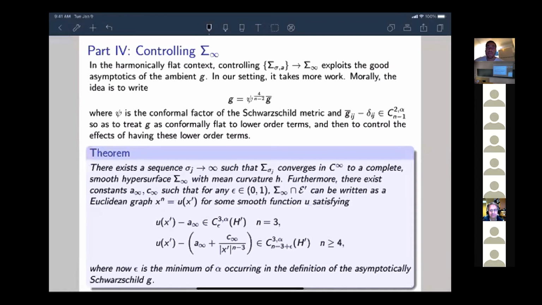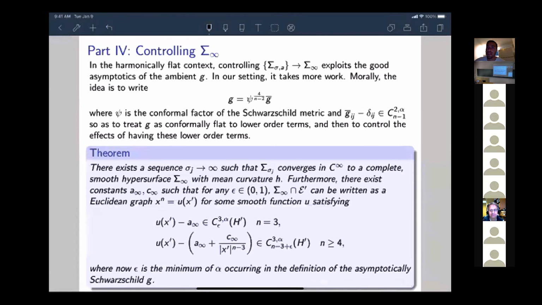So in the harmonically flat context, controlling this sequence takes quite a bit of work, but it exploits the good asymptotics of G, namely the harmonic flatness. And this is what I was saying when I mentioned the harmonic flatness lemma, the density theorem I mentioned initially, is very helpful in this context. But in the arbitrary ends, you don't have this, so you kind of have to cheat a little bit. You pretend it's harmonically flat, right?